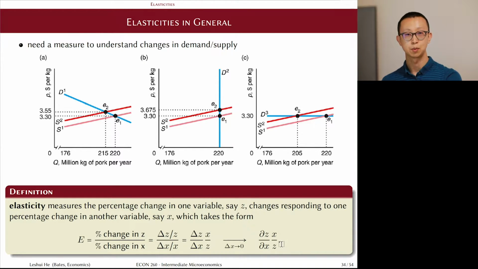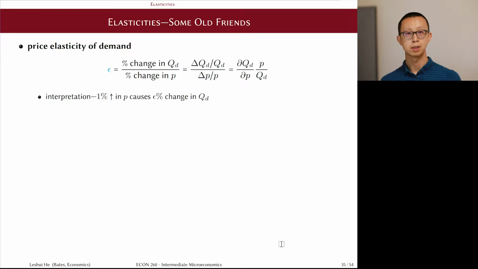And let's see how this works. A familiar concept you might have heard about in the principles economics class is a price elasticity of demand. We're interested in how much percentage will demand change when there's a 1% increase in price. Well, to calculate that, the conceptual definition is just changing demand over demand divided by changing price over price.